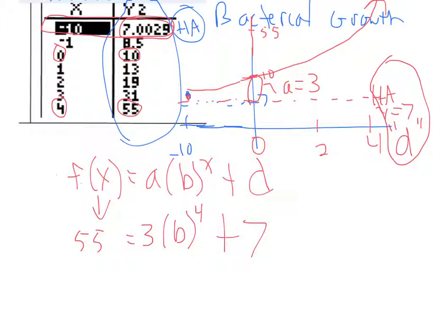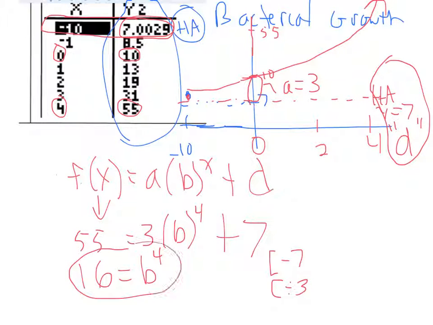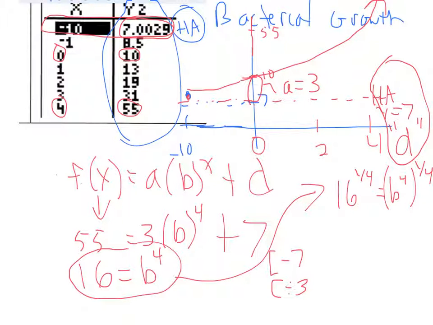So my only unknown in this case is b. To solve this equation, I have to subtract 7, and then the next inverse operation is to divide by 3. Subtracting 7 from 55 is 48. 48 divided by 3 is 16. So b to the 4th is 16. We can either take the 4th root of both sides or use an exponent of 1/4. Both of those will work. So we have 16 to the 1/4, and then b to the 4th to the 1/4. 4 times 1/4 is 1. So b to the 1 is 16 to the 1/4, and that's 2.